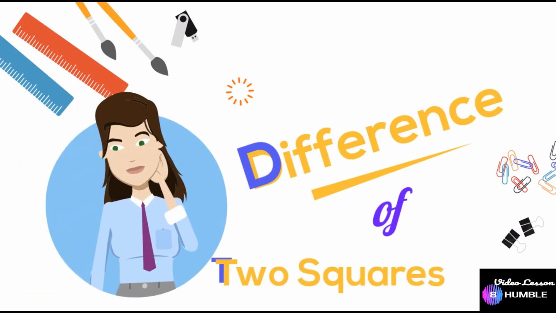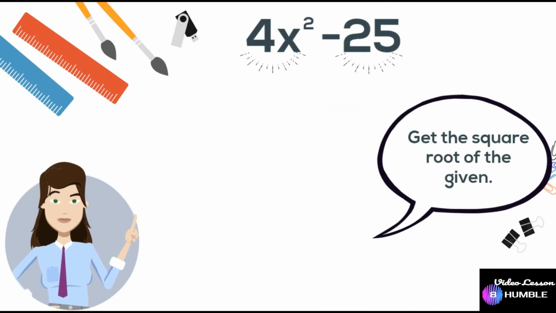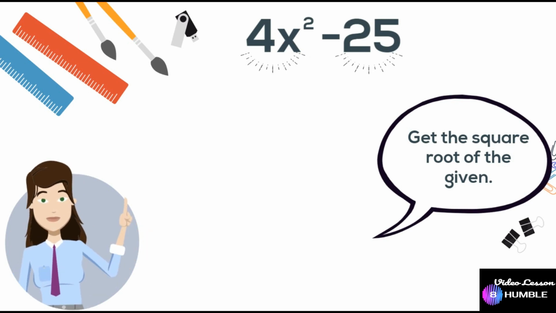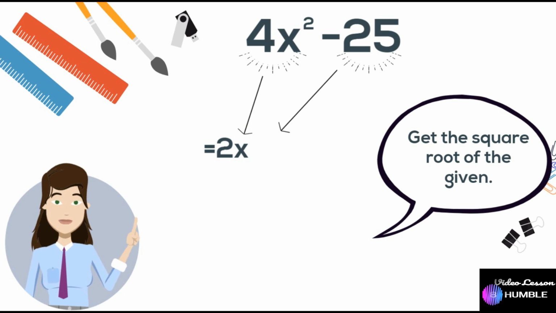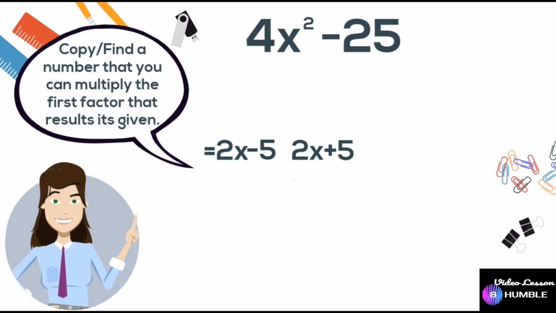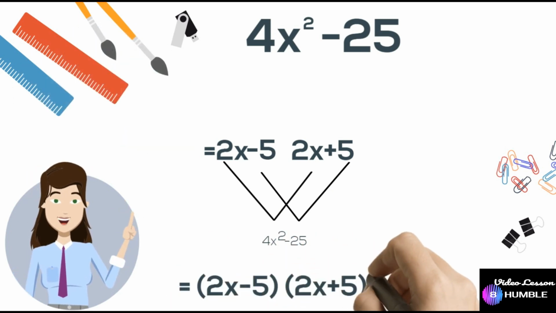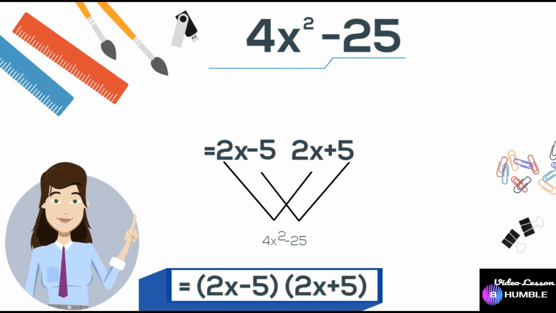Difference of two squares. 4x squared minus 25. First, you need to get the square root of the given. The square root of 4x squared is 2x, and of 25 is 5. Second, copy the square roots, then multiply: 2x minus 5 and 2x plus 5. Since 25 is negative, multiply positive 5 and negative 5. So, the answer for 4x squared minus 25 is 2x minus 5 times 2x plus 5.